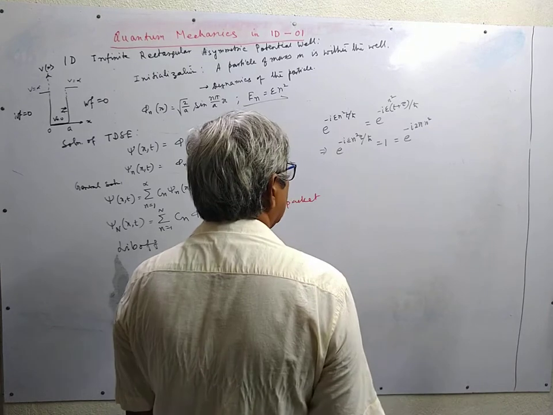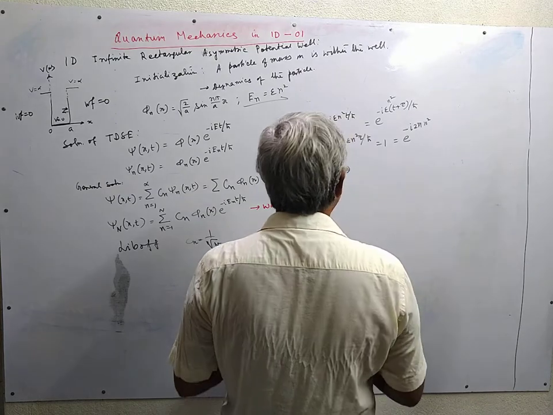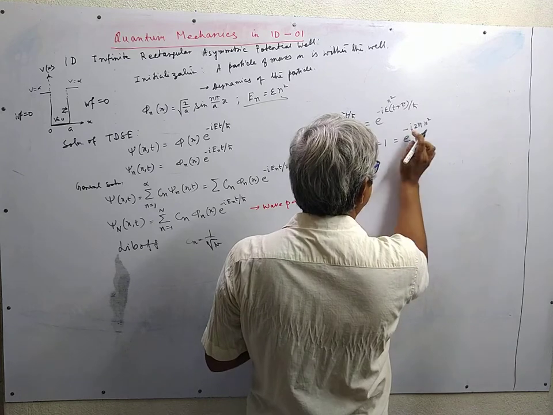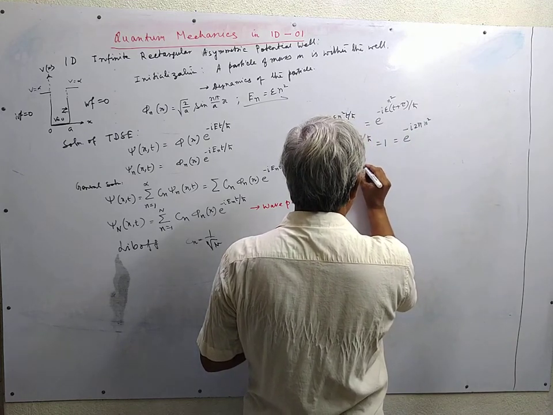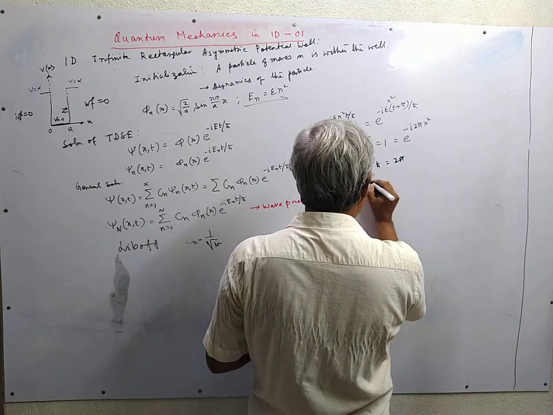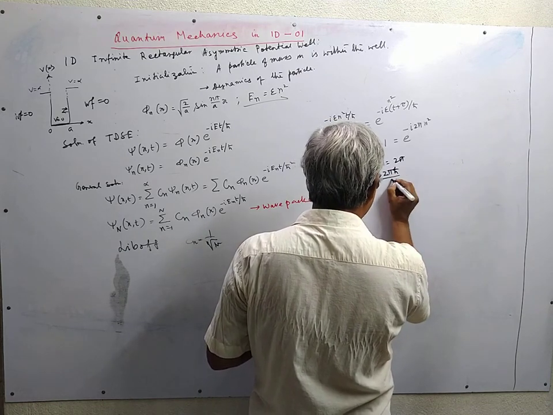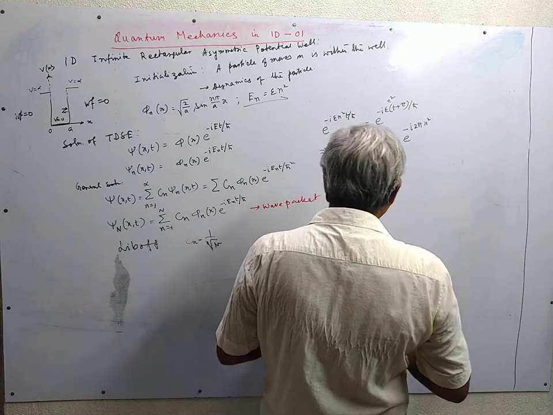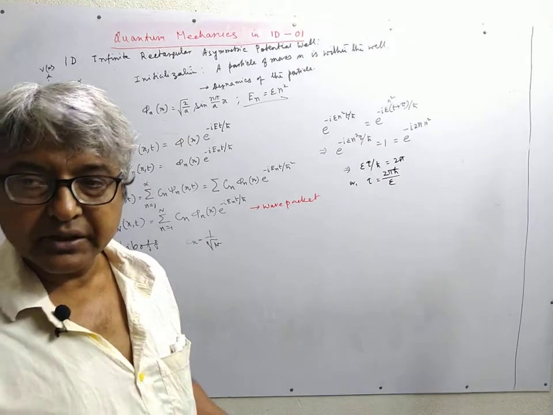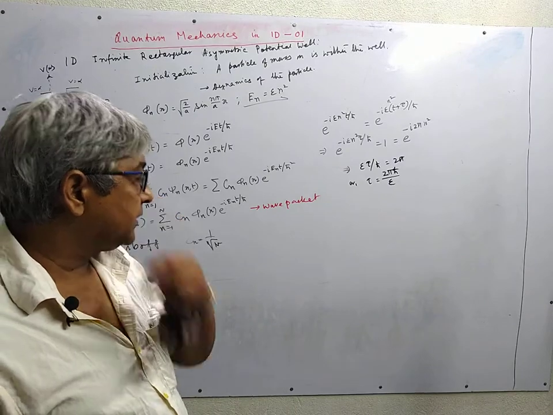This gives you an expression for epsilon tau. Epsilon tau upon h cross is equal to 2 pi, so tau is equal to 2 pi h cross by epsilon. This is the time after which the wave packet regenerates, that is, it attains its form at t is equal to zero.